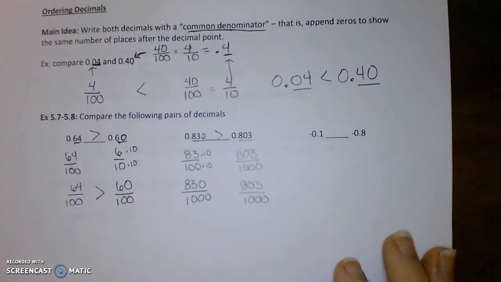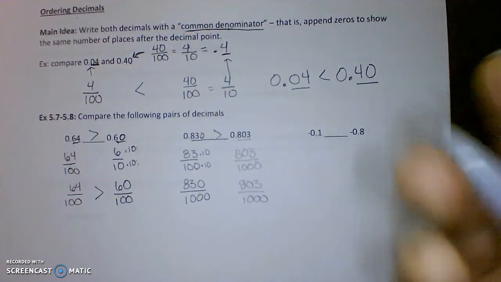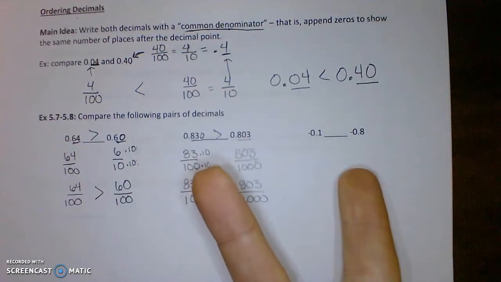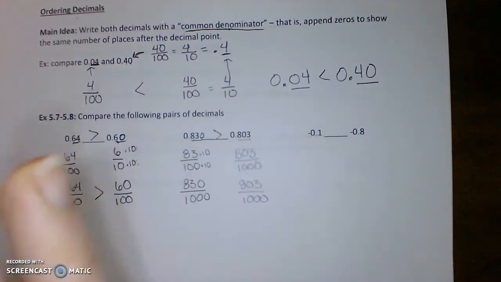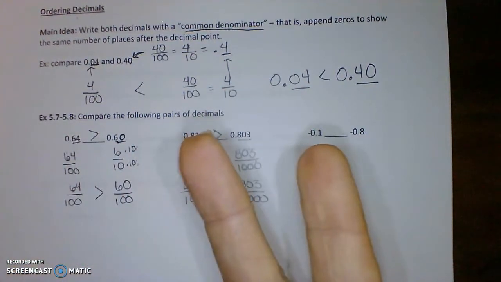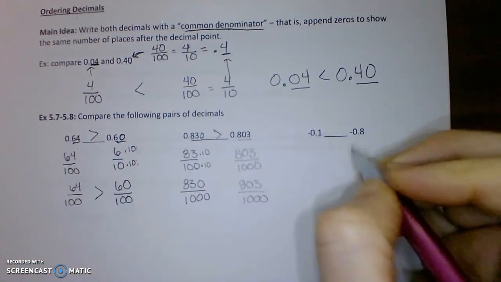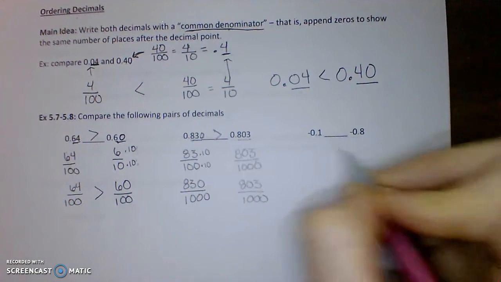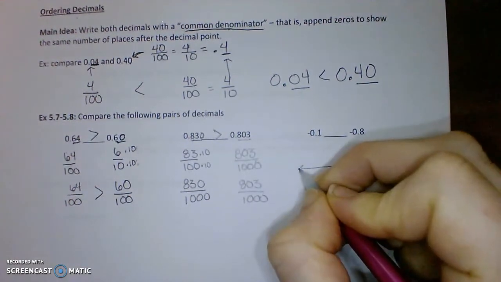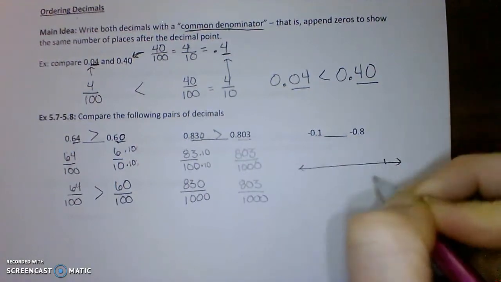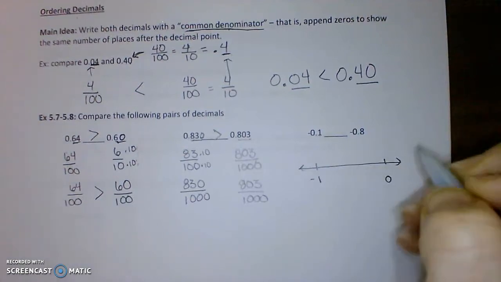All right, and last one here, negative. So notice with our negatives, the order on the number line is reversed. So negative 0.1 and negative 0.8. We need to make sure that we understand where these numbers are on the number line. Let me draw a picture. They're both in between 0 and negative 1. So here's 0, negative 1.